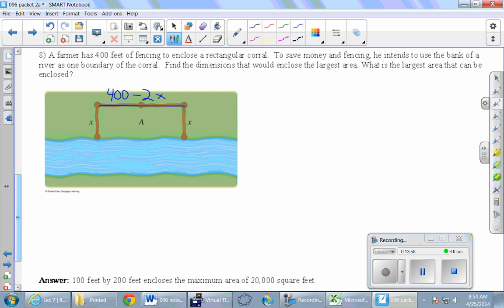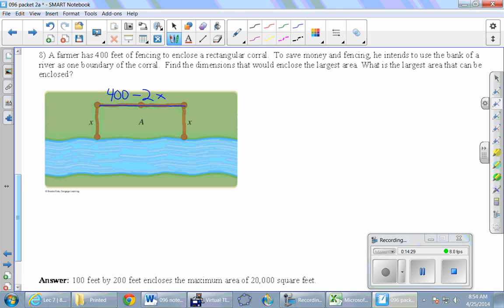400 feet. You have 400 feet of fence to use. And already you have used 2x of them on the vertical sides. So 400 minus the 2x is what's left over. Yeah, the two verticals are each called x, and so then what's left over for the top side is 400 minus whatever you've used already, 400 minus 2x. Lauren, is that okay? Okay.